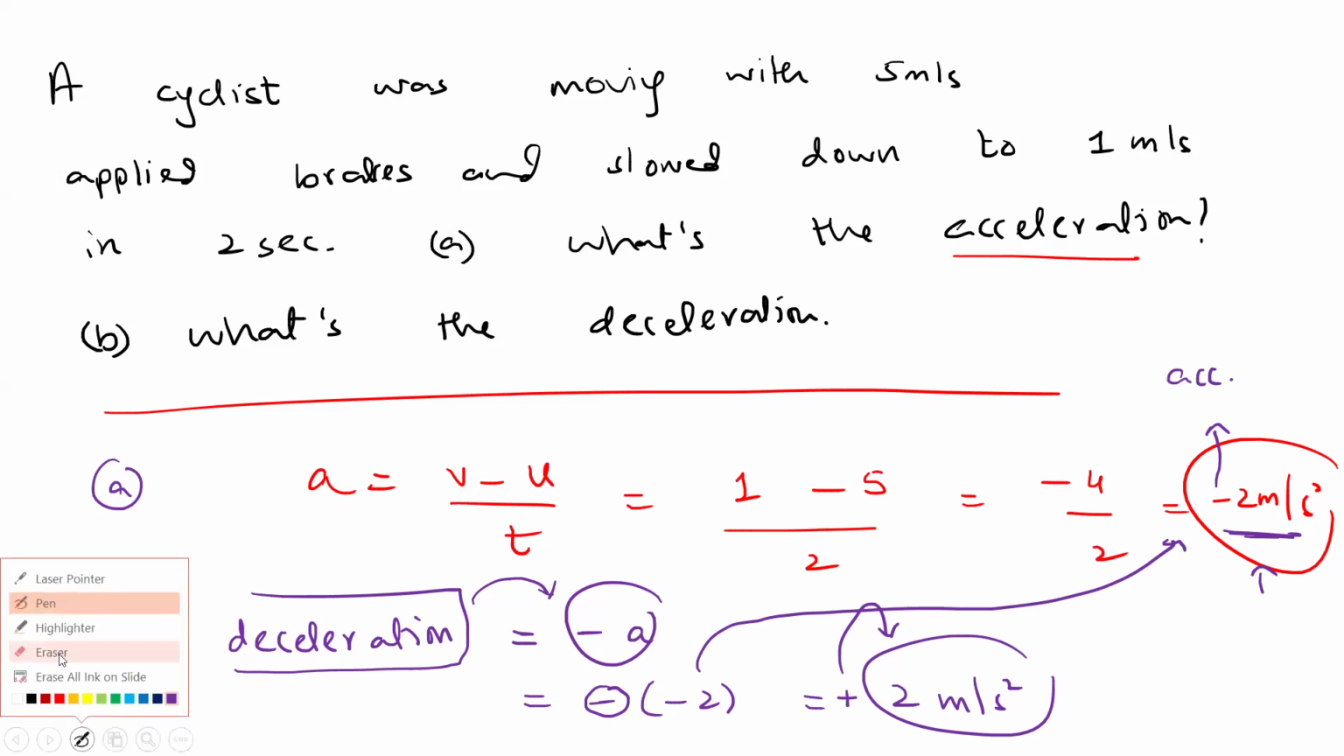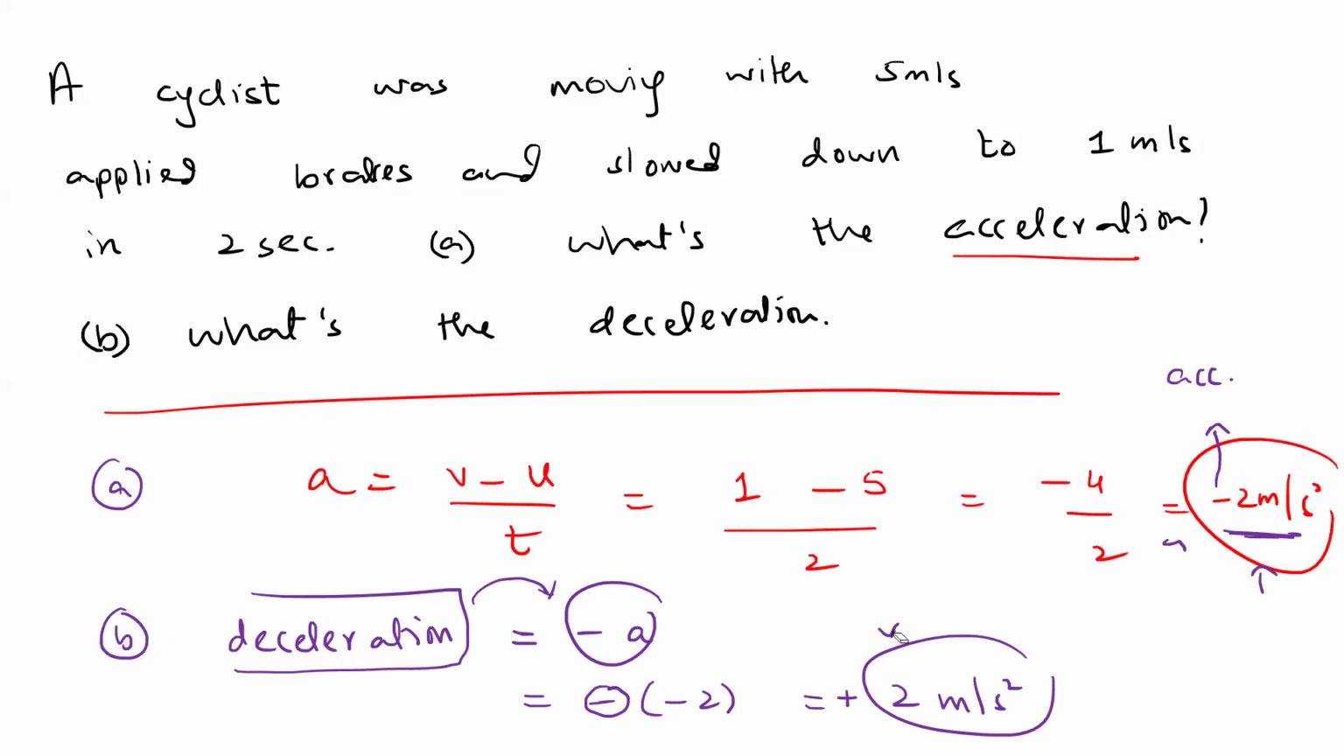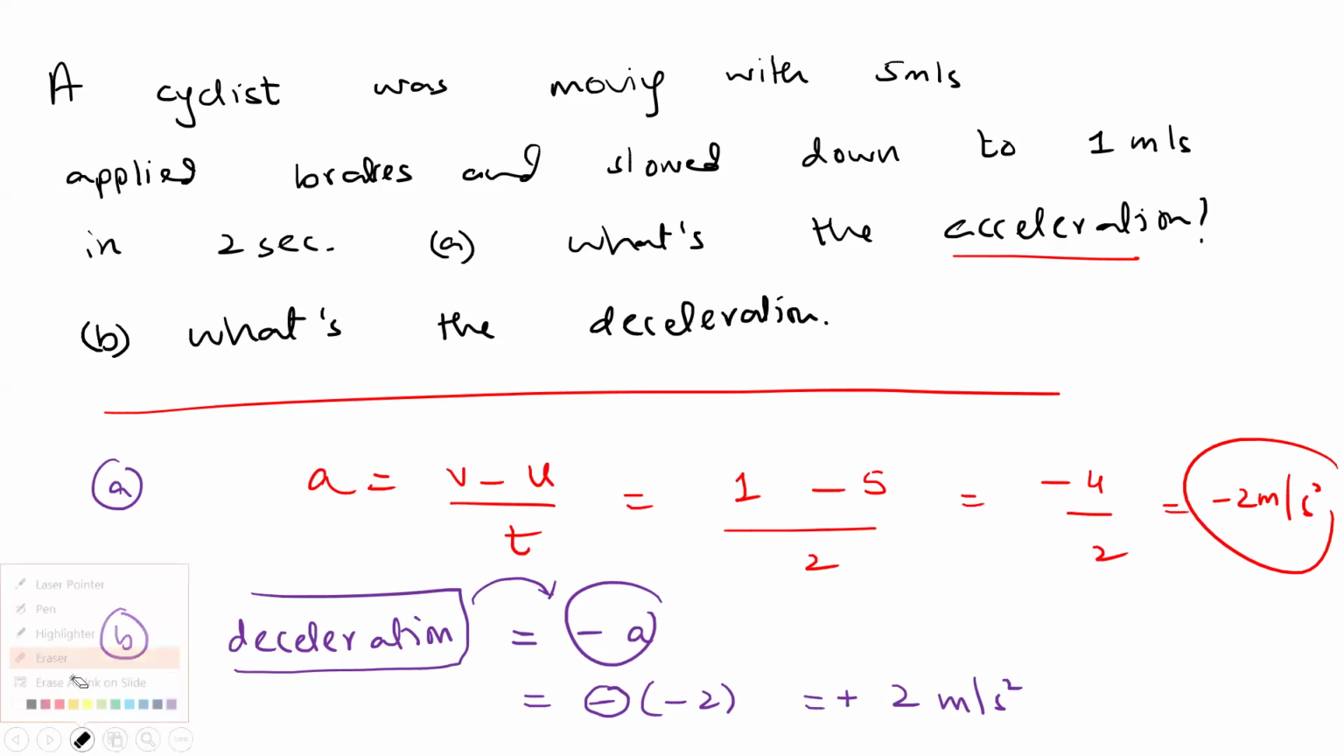So whenever they ask you to find deceleration, understand that deceleration is itself negative, so you don't have to put another negative on it. Deceleration is always positive. However, acceleration can be either positive or negative. You get it now?